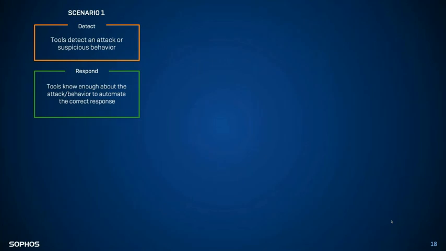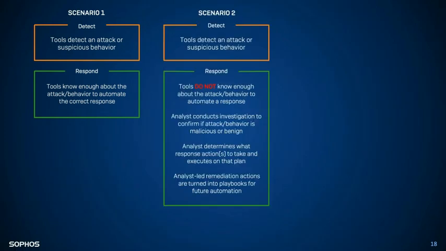So scenario 1 is we have a tool in place that detects an attack or a suspicious behavior. Now, what does that look like from a response standpoint? Well, if the tool has seen this type of thing before, it knows that it's a known threat, and it knows enough about that particular threat to automate the correct response. So the threat's been neutralized. We've done it all through a tool. That's scenario 1. Again, that's what a lot of our Sophos products are best at, is really just shutting attacks down before they can really get started.